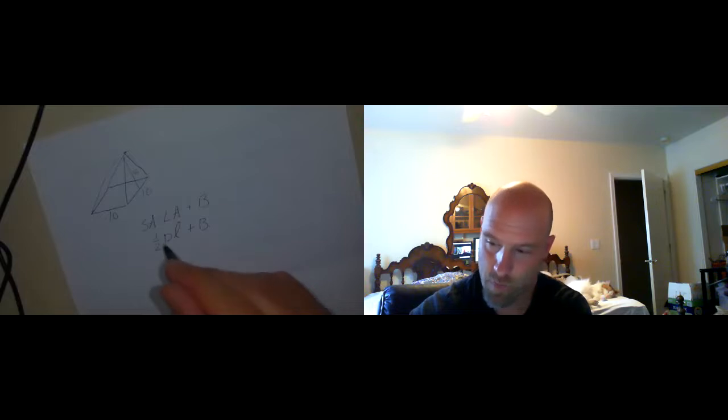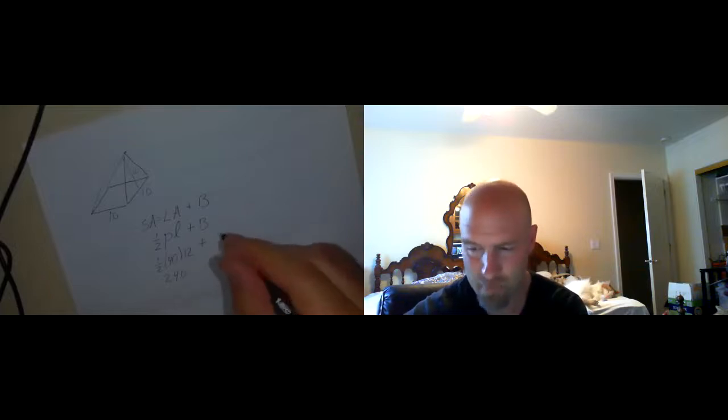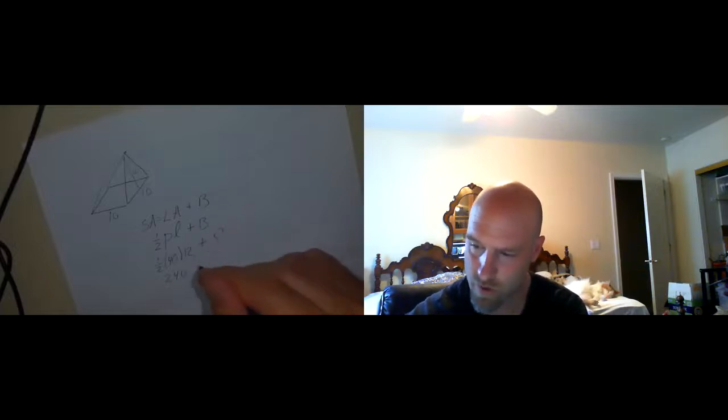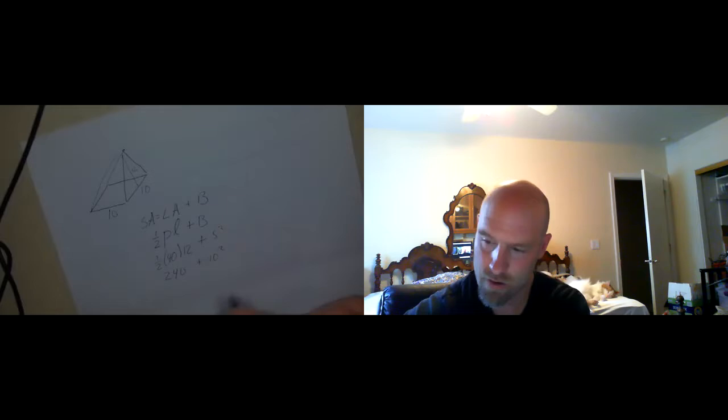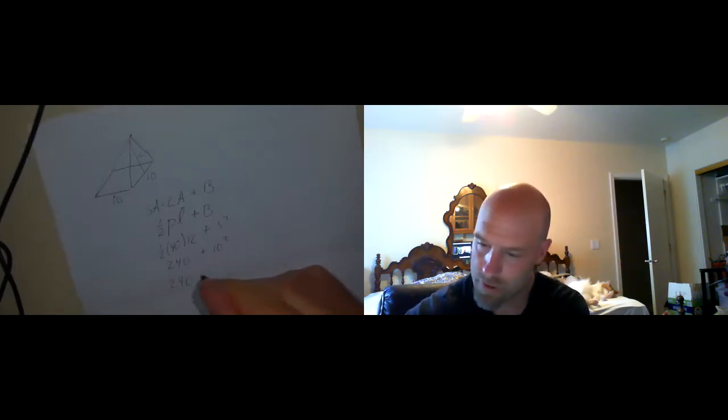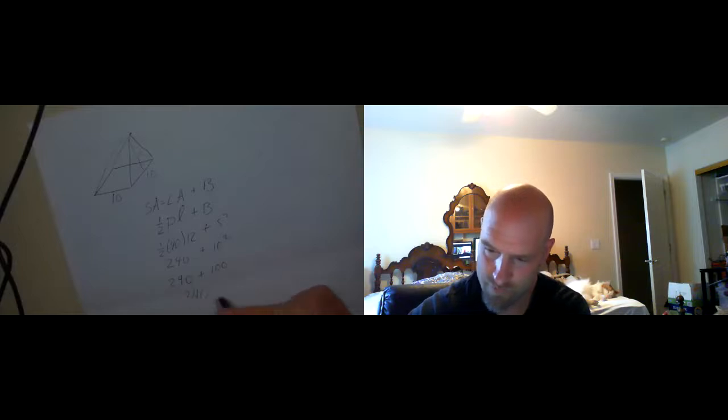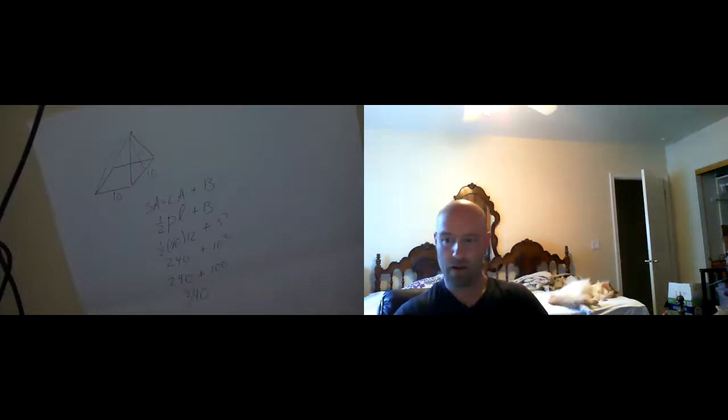Okay, so let's see what we have. 1/2, the perimeter of this thing is 40. The slant height is 12. It's 20 times 12, that is 240, plus the area of the base. The base is a square, so it's just s squared, 10 squared. 240 plus 100, that is going to be 340 as my total surface area. Lateral area 240, base 100, total surface area 340.